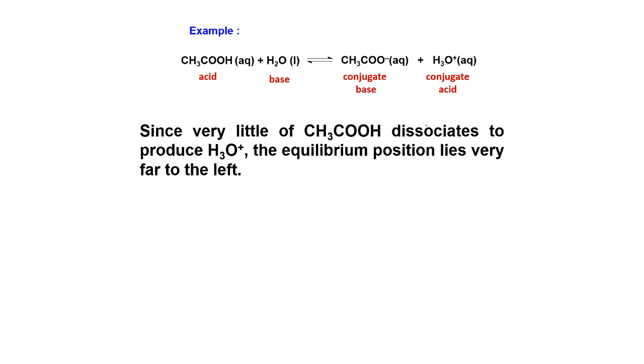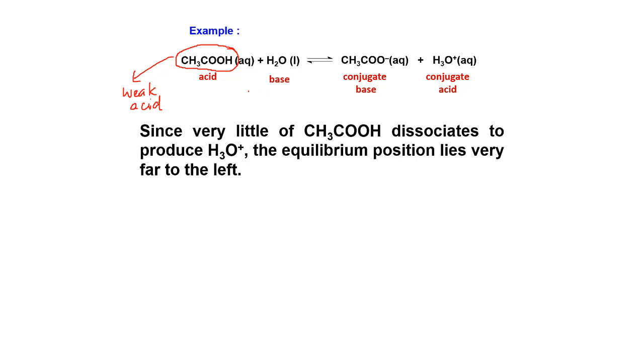Okay. So, kita tahu daripada pengetahuan kita yang lepas dari sekolah menengah, ini adalah weak acid. Okay. Weak acid. Dan daripada pengetahuan lepas awak, you tahu bahawa weak acid dissociates very slightly. Dia punya penceraian tu in water bukan 100%. Hanya sedikit sahaja yang dissociates to form conjugate base dan conjugate acid. Jadi, you tengok poin yang pertama, dia kata since very little of acetic acid dissociates to produce hydronium ion, okay, the equilibrium position lies very far to the left.